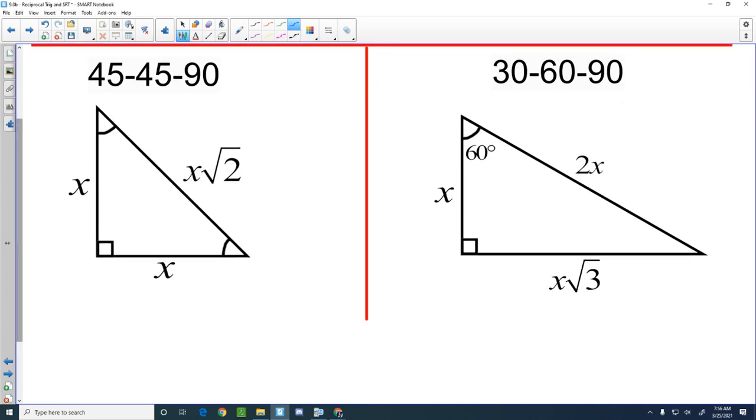So the 45, 45, 90 triangle. First off, if I look at the diagram itself, I see this symbol here that we know means 90 degrees. But the other two angles aren't labeled 45 degrees. But I know for a fact that they are. I know that those other two angles are definitely 45 degrees. How do I know that, though?